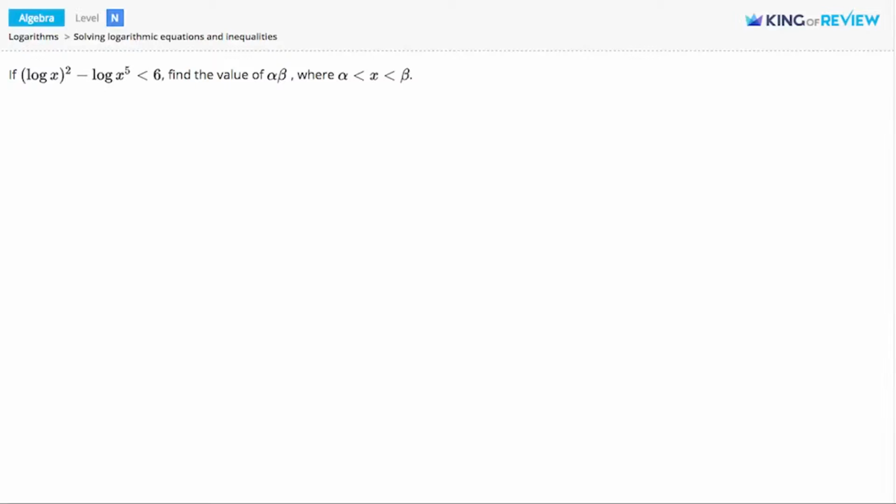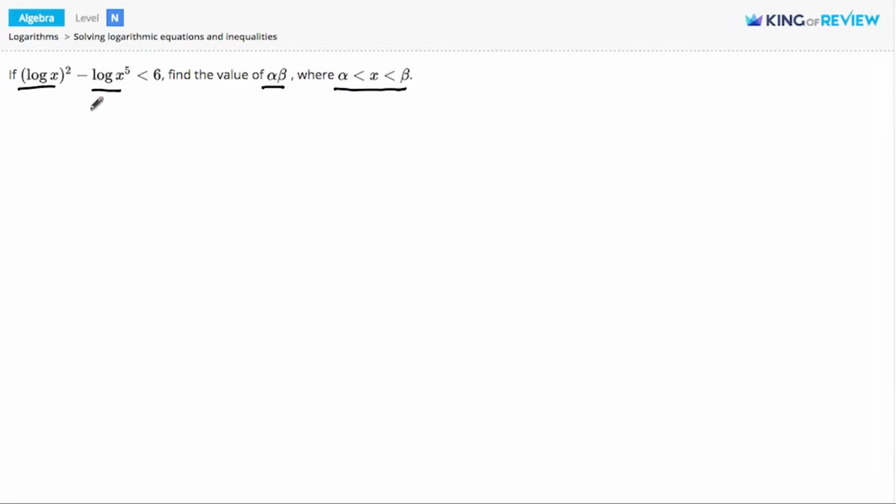Here we have an inequality with 2 log of x's, and we have to find the value of alpha times beta, where alpha is less than x, which is less than beta. So, to figure out alpha times beta, we have to figure out what alpha and beta are. So hopefully we can solve this inequality on the left so that it looks like some number is less than x is less than some other number.